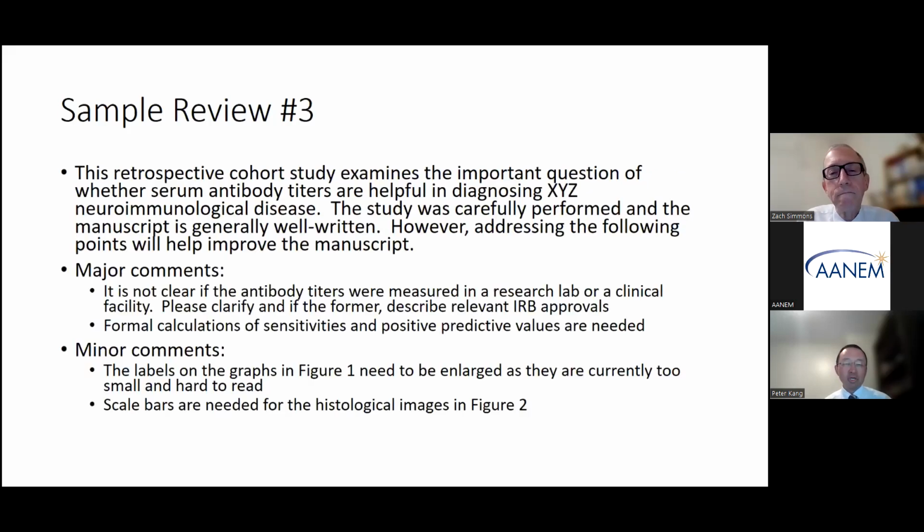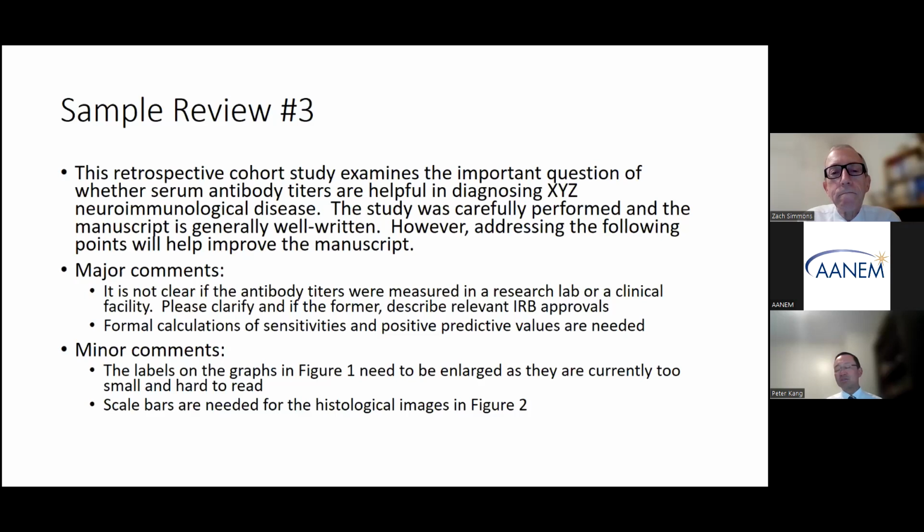So sample review number 3. Oftentimes it's helpful to have at least a brief summary of what the manuscript is about at the beginning, and then lead into comments. If you divide your comments up into major and minor, these are examples of major comments. For a neuroimmunological disease paper, it's not clear if the antibody titers are measured in a research lab or clinical lab.